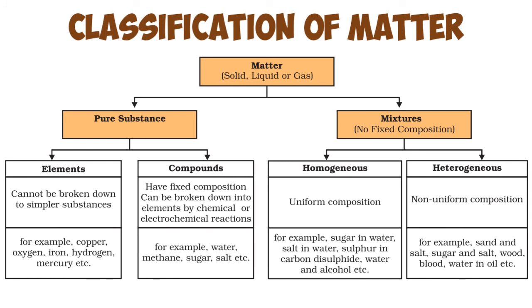Then come to mixture. Mixture again divided into two, homogeneous mixtures and heterogeneous mixtures. A homogeneous mixture is a mixture in which the composition is uniform throughout. For example, sugar in water, salt in water, sulfur in carbon disulfide, water in alcohol, etc. And heterogeneous mixture is a mixture in which the composition is not uniform throughout. For example, sand and salt, sugar and salt, water in oil, etc.